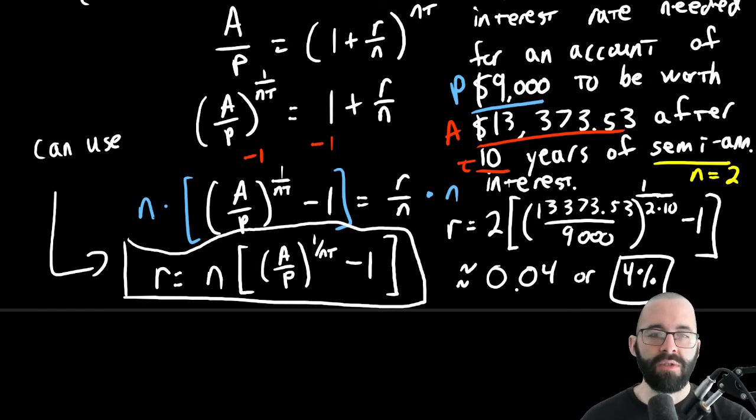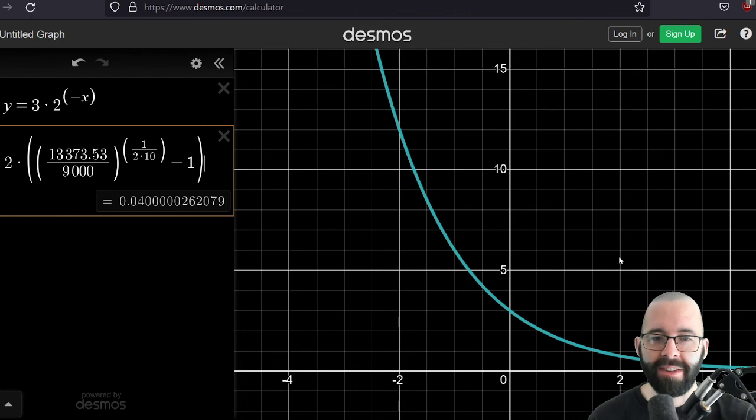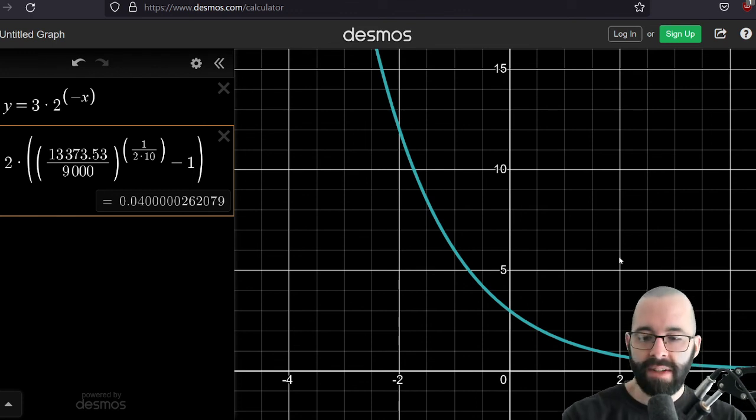That's just how you use this formula. And again, the big thing is just typing it in carefully into a calculator. Desmos is really useful for this. If you want to use your own handheld calculator, that's fine. Google even works too. I use Google Calculator all the time. It's my preferred, easiest way. Yeah, and that's pretty much it.